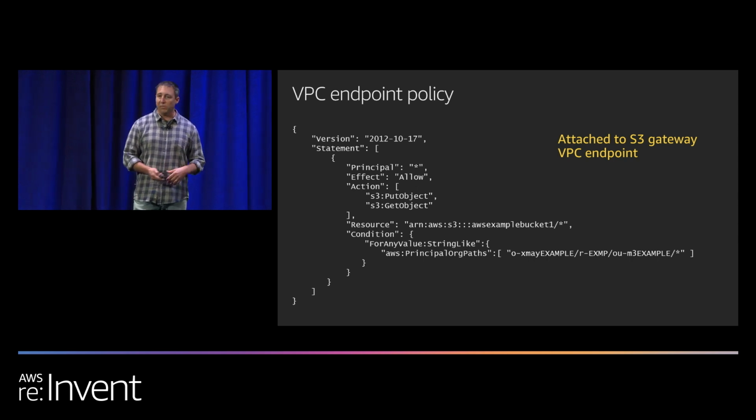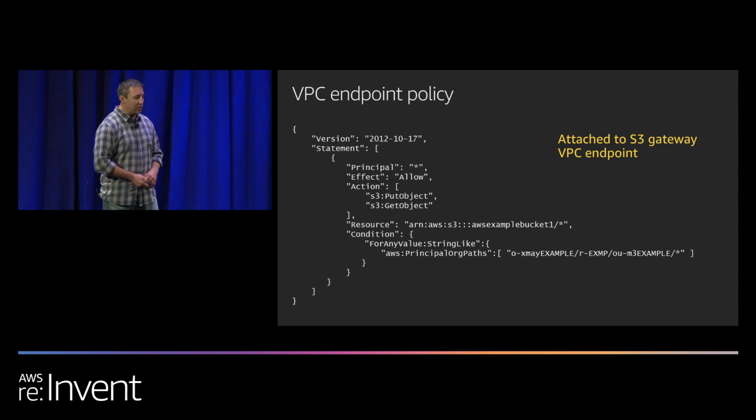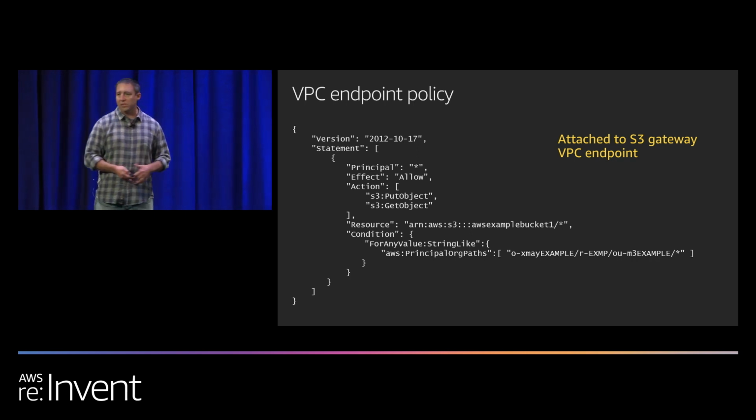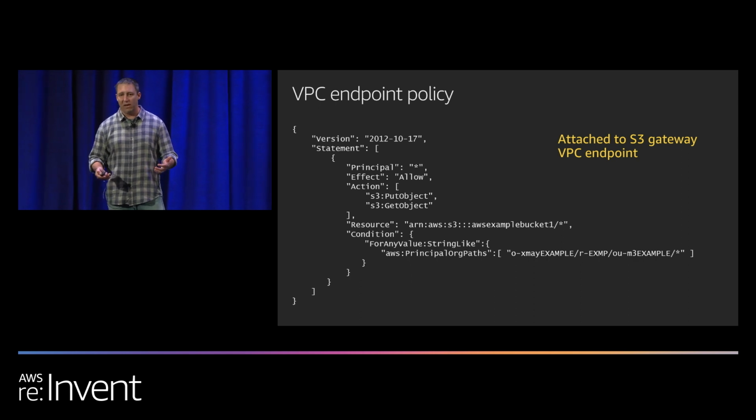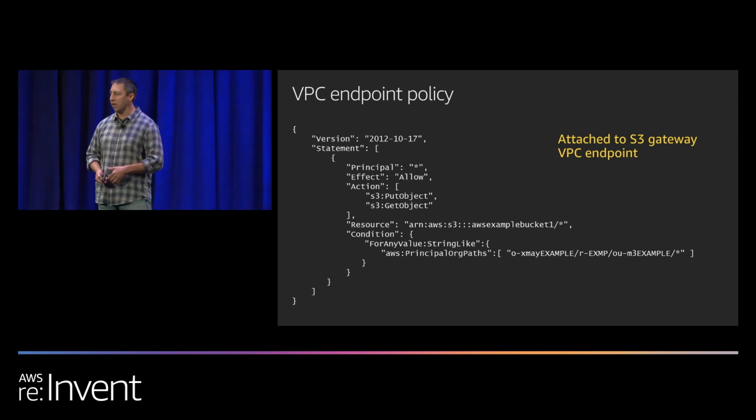But here I'm doing two basic things. I'm giving a further restriction that says the only bucket that I'm allowed to connect to from this VPC is the one that I expect. And I'm also saying that the only principals that are allowed to make any S3 calls out of this VPC are the ones in a particular sliver of my organization.